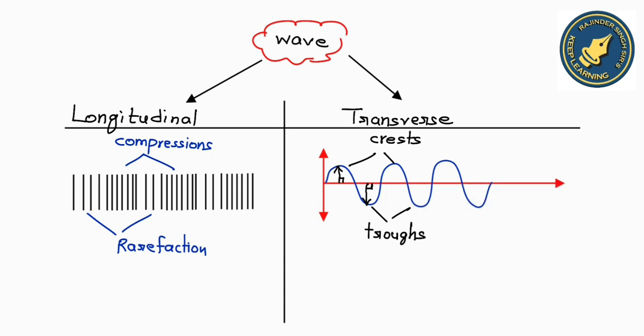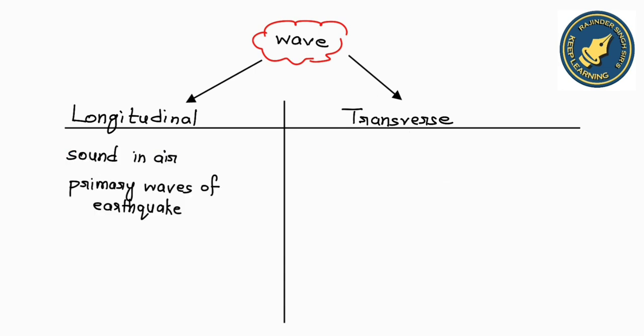In case of a longitudinal wave, the particles are vibrating in the direction of propagation of the wave. If the wave is traveling from left to right, like this, then the particles are vibrating like this. So that's the definition of longitudinal and transverse wave.